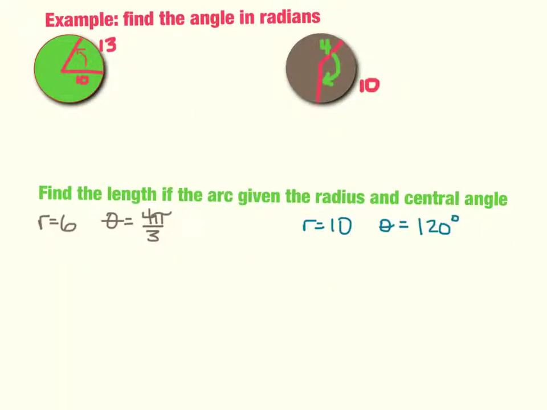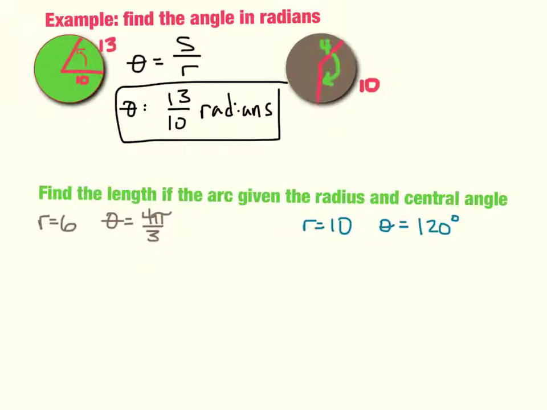Alright, so in these first two examples, we're given a circle with a radius and an arc length, and we're going to solve for the angle in radians. So I'm going to use theta equals the arc length over the radius. I can see that this theta is positive because it's going in a counterclockwise direction. So theta equals the arc length 13 over 10. That doesn't reduce, so it's just 13 over 10 radians.